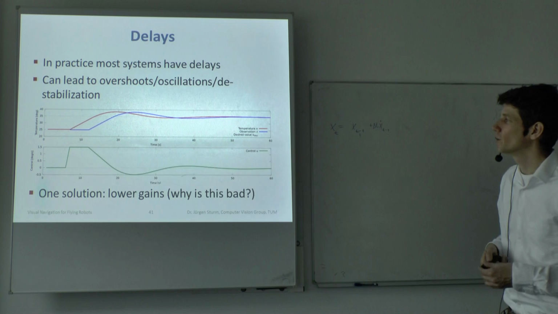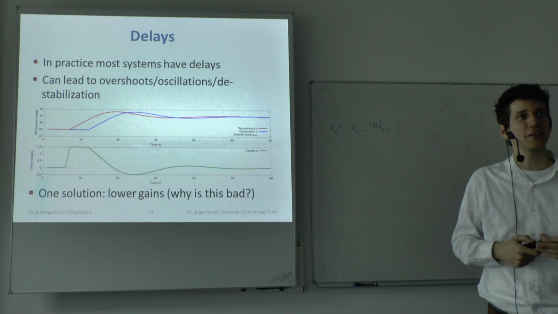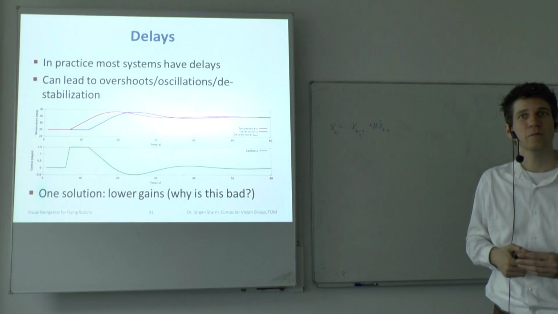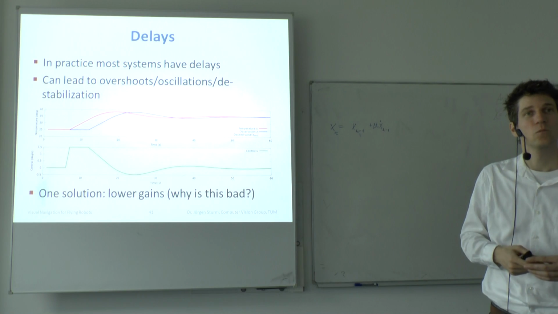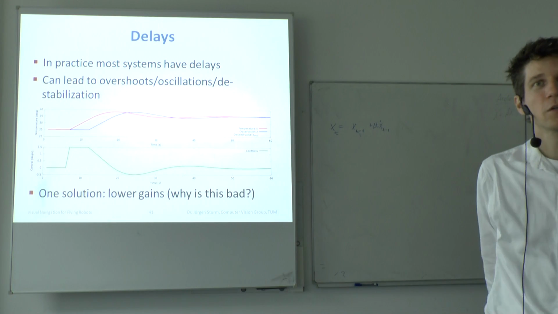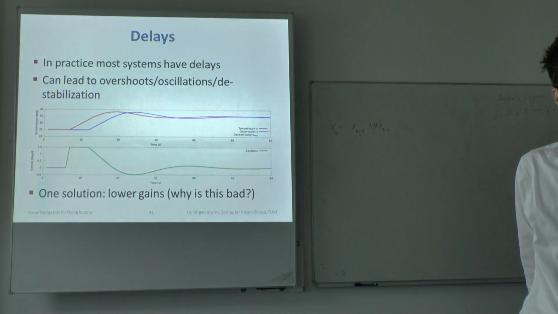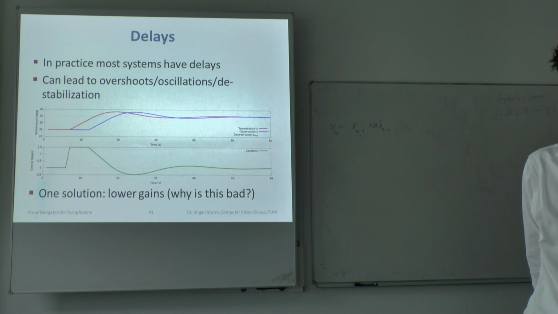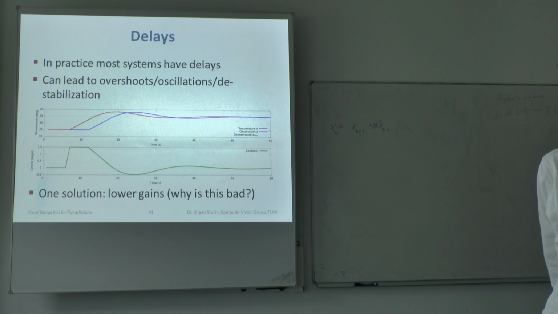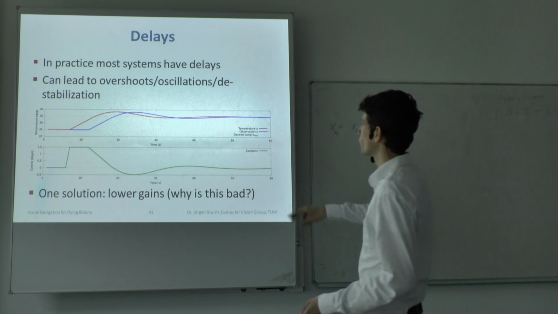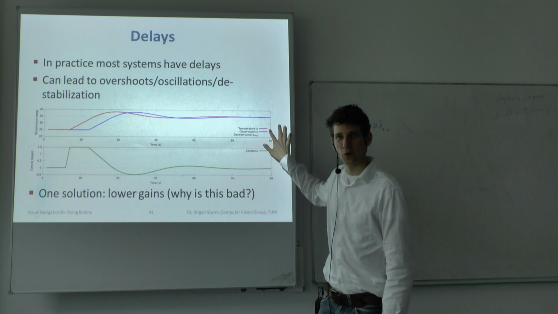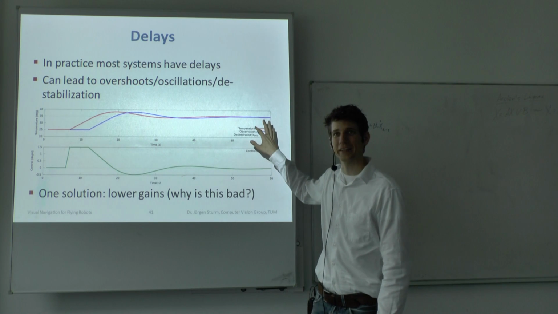One solution, again, could be to lower the gains. But why is this a bad idea? Can I ask a question? Yes, of course. I don't quite understand the diagram, actually. How can we get the real temperature X if it's not through observation? I mean, usually you don't know the red line. I just draw the red line here to make it clearer.